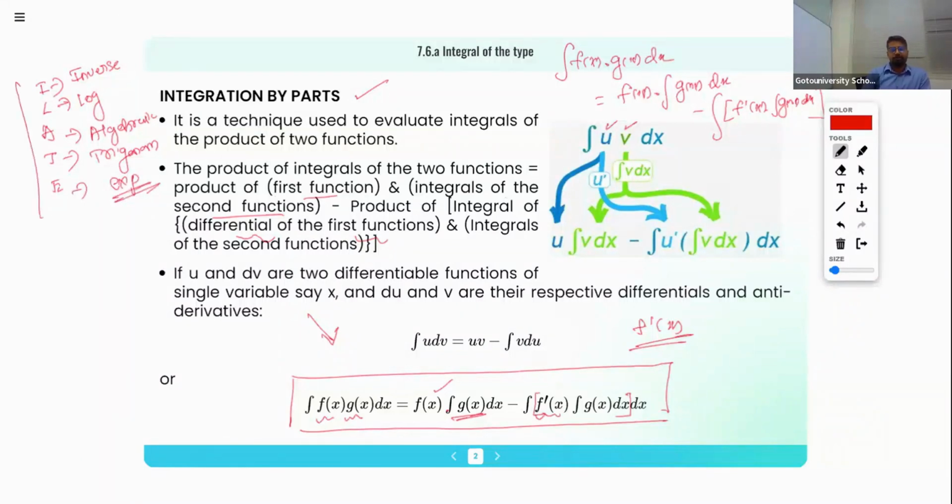Whenever you have multiple functions, we have to prioritize in such a way that if any one of them is an inverse function, that is treated as the first function, and anything else will become the second function. If you don't have inverse, then logarithm will be the first function, and anything else the second function. If you don't have logarithm, then algebraic will be the first function, and the remaining, that is trigonometry and exponential, will be the second function. The least preferred one is exponential, which we always take last.